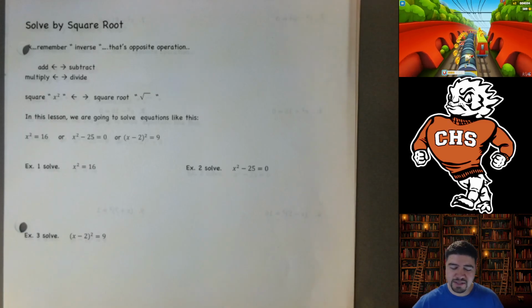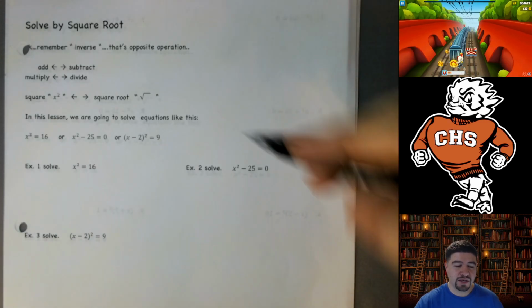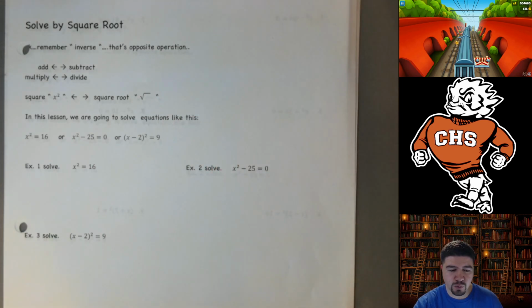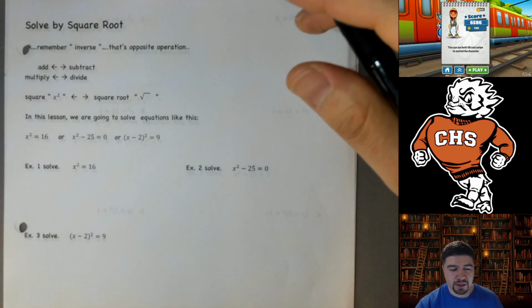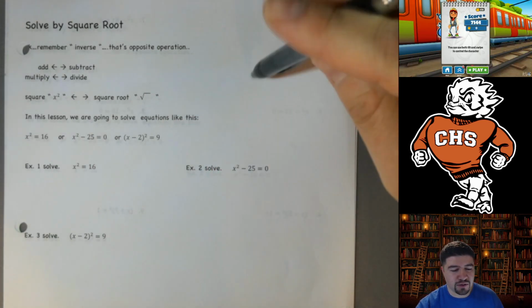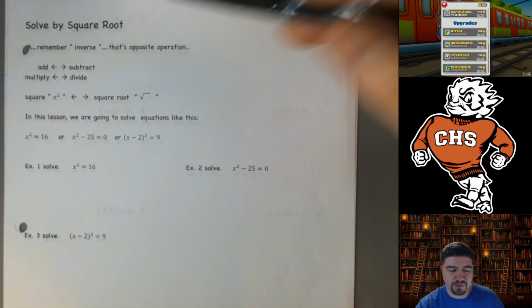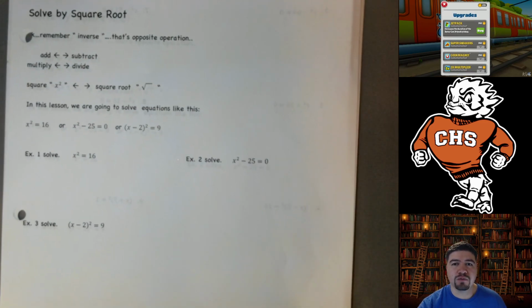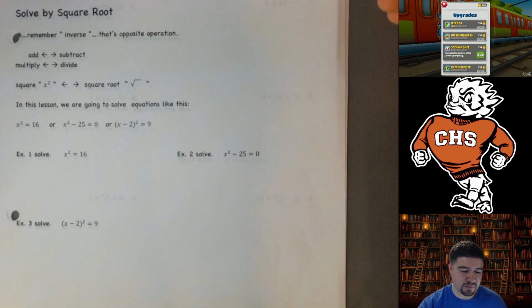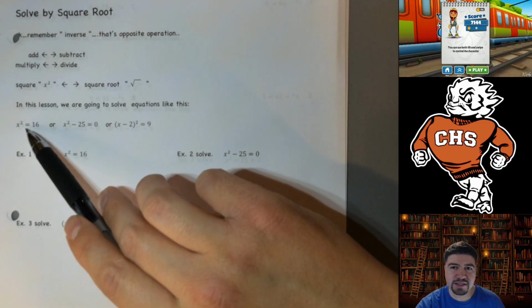What's going on, everybody? So today we are going to talk about solving quadratics by the square root method. In another video, I talked about solving quadratics with the zero product property, but now we're going to learn a different way to solve quadratics. We want to use this method when we're dealing with quadratics that look like this.